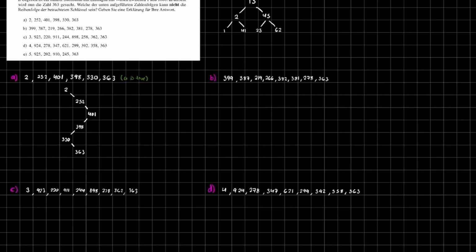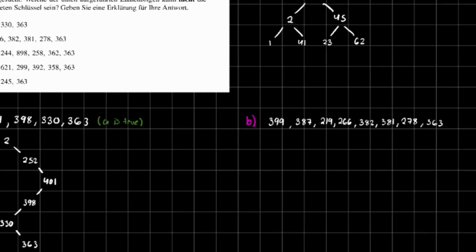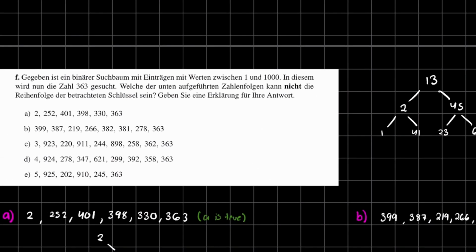Today we're going to be doing and solving this exercise. It is about binary trees. So first of all, we have a binary tree. It says here, given a binary tree with values from 1 to 1000.